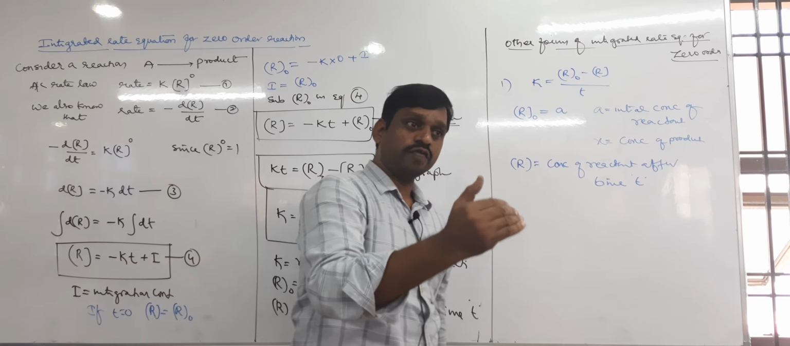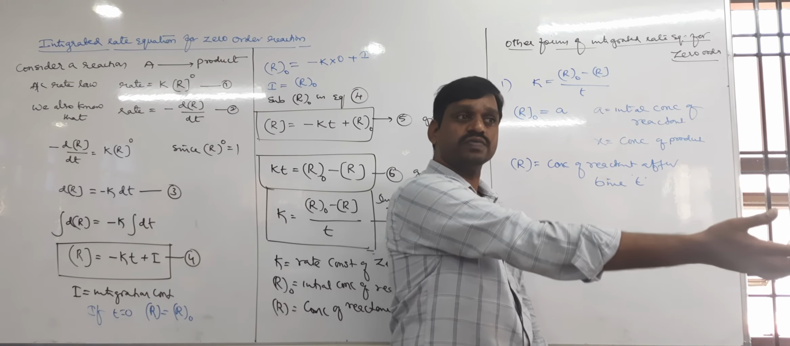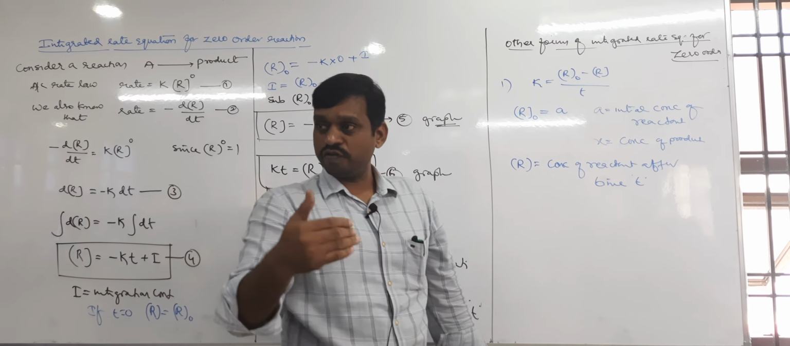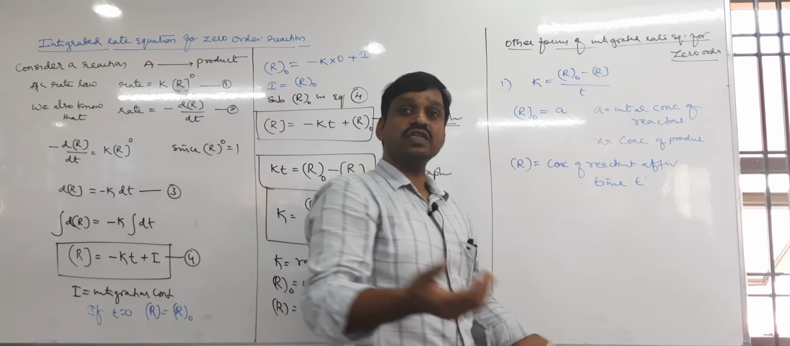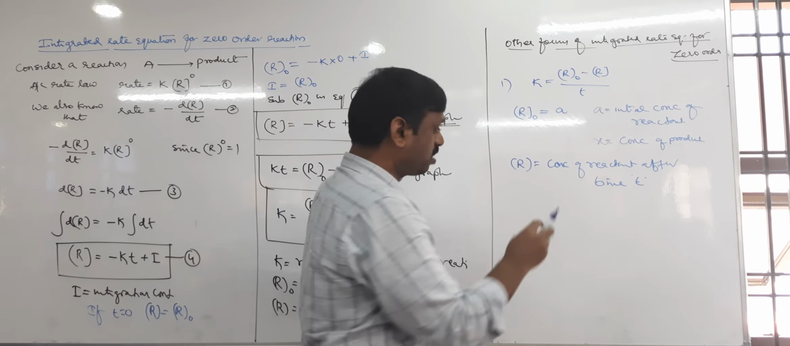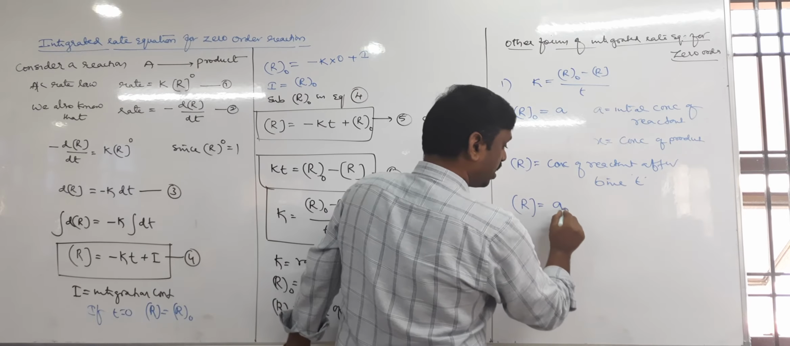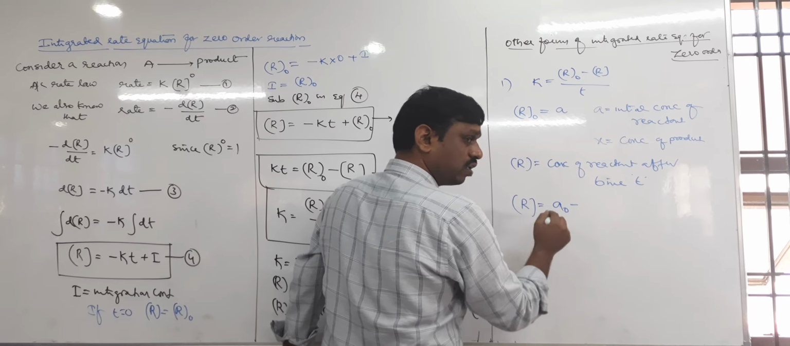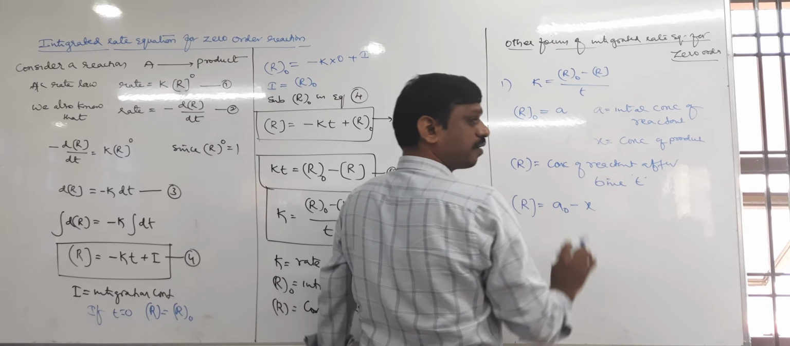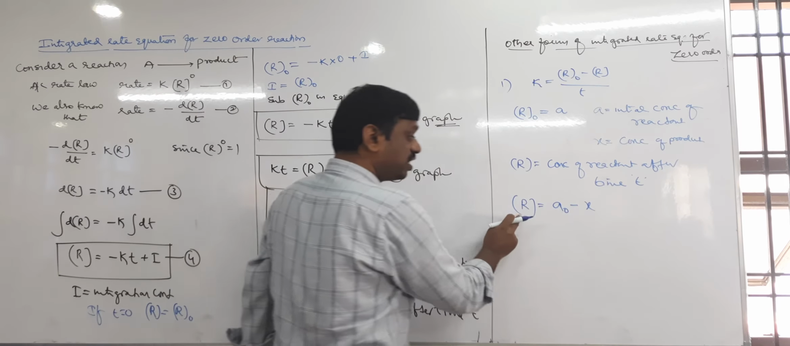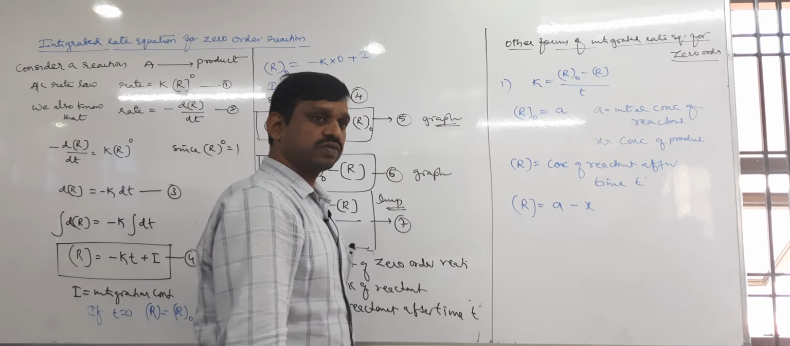Concentration of reactant after time t is nothing but the initial concentration of reactant minus the concentration of product, no? Initial concentration of reactant minus concentration of product, which is nothing but the concentration of reactant after time t. So this R is nothing but the initial concentration minus, then what has to be subtracted? Concentration of product. Therefore R is nothing but A minus X.